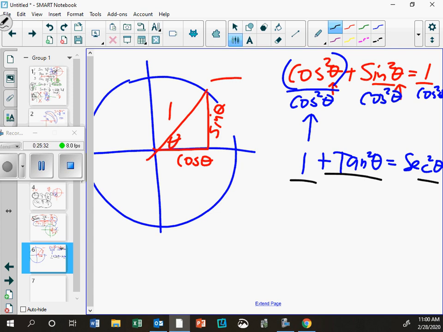And then there's another one. If I divided, I'm going to save you some time. If I divided everything by, not cosine, but what do you think the other one would logically be to divide by? Sine. If you divided everything by sine, you would get cosine over sine, which is cotangent, plus the sine over the sine would be 1, would be equal to 1 over the sine, which is the secant. Sorry, cosecant, thank you. CSC.